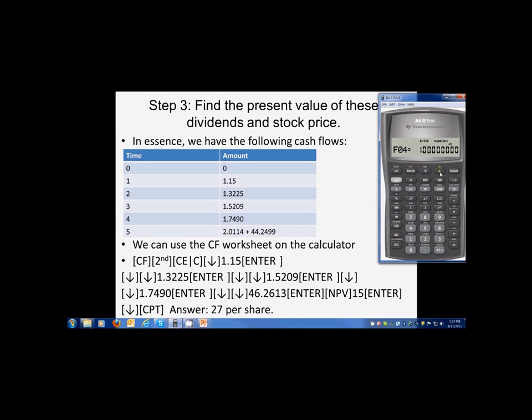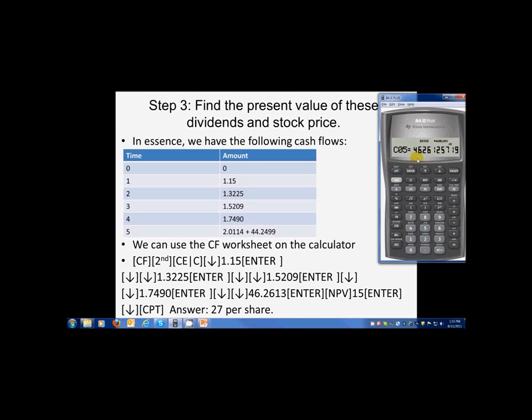Enter. Arrow down, and finally in time 5 we have two things. We have the dividend from time 5, which we have in memory location 5, plus we have to add what we would get if we sold the stock at that time, which is 44.2499. Got to hit the equal sign here so the computer can do its work. Then we've got to hit enter, or it's like it never even happened. If you don't see this equal sign here, then you know that the calculator doesn't have it in its memory yet.